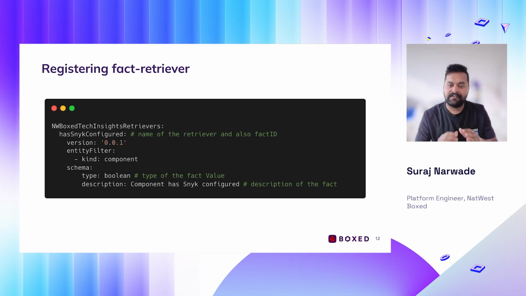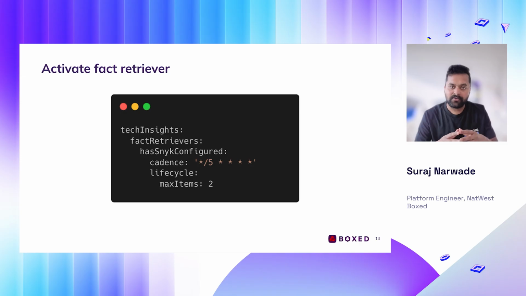As simple as that. And we made a decision that we'll keep one fact per fact retriever so that it's easy to manage and maintain. That's why the name of the fact retriever and the fact is the same here, right? Now, registering the fact retriever is as easy as this. Now, let's move on to activating the fact retriever. This is standard, given by the Tech Insight plugin itself. We can activate the name of the fact retriever, provide some cadence, and provide some life cycle as well.